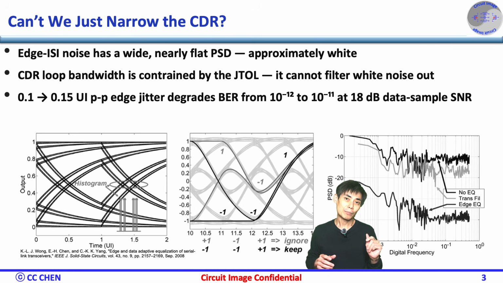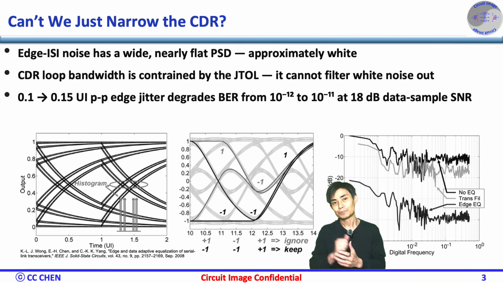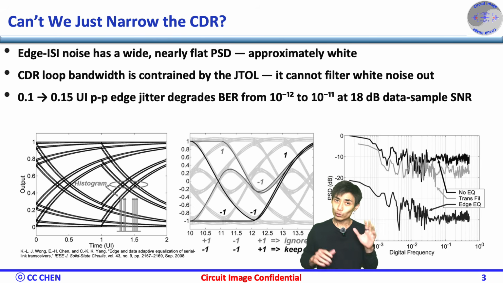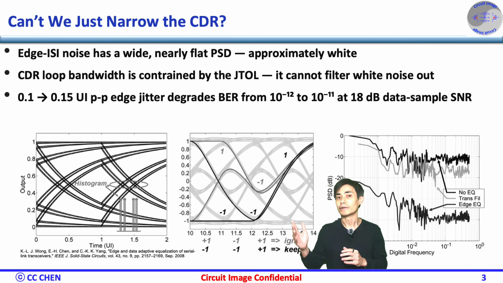Also, we cannot make the CDR bandwidth too small. The CDR still needs to track input jitter. You also need to meet the JTOL requirement. So the CDR bandwidth is constrained. We cannot just slow it down forever.